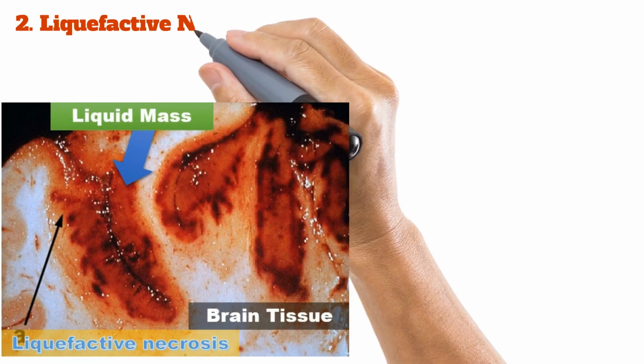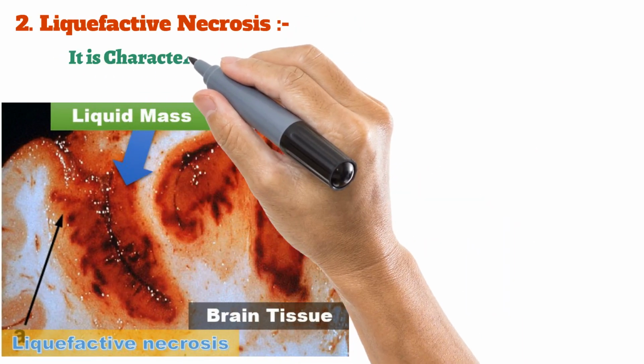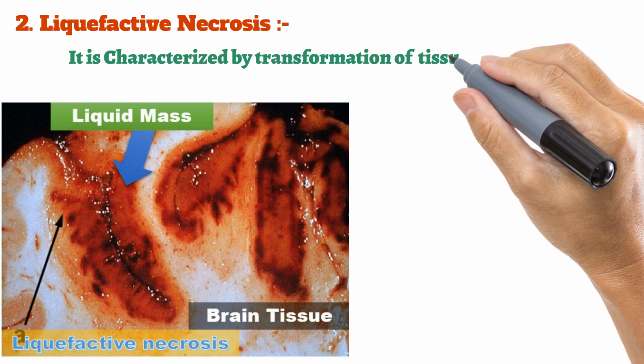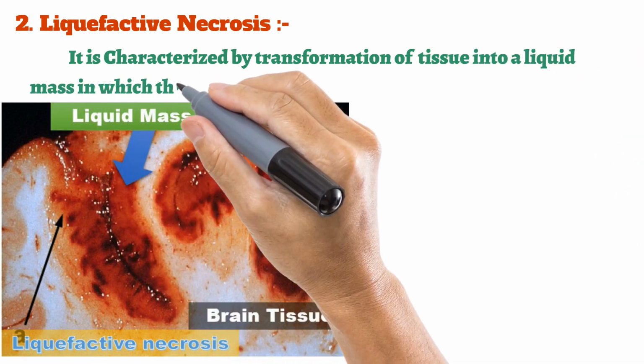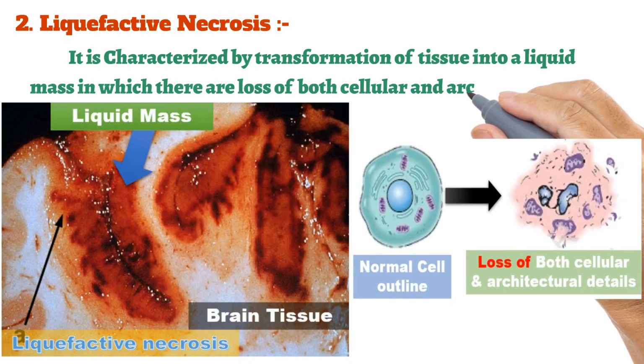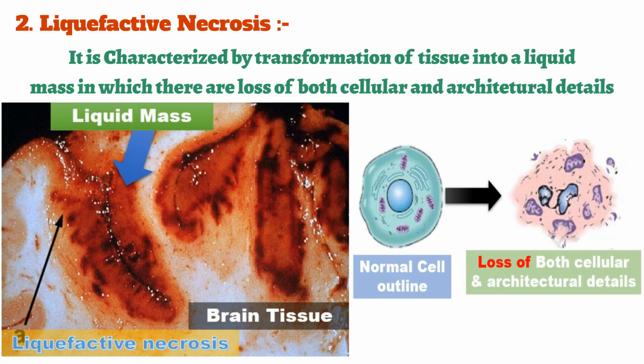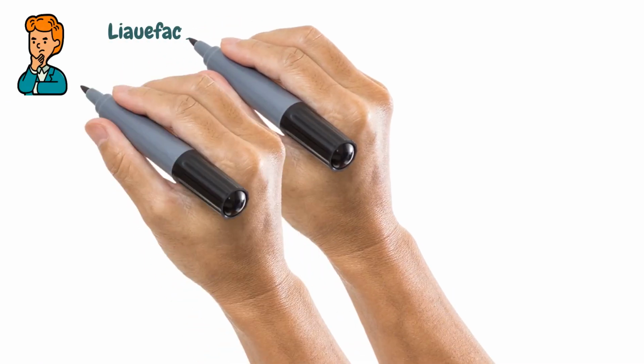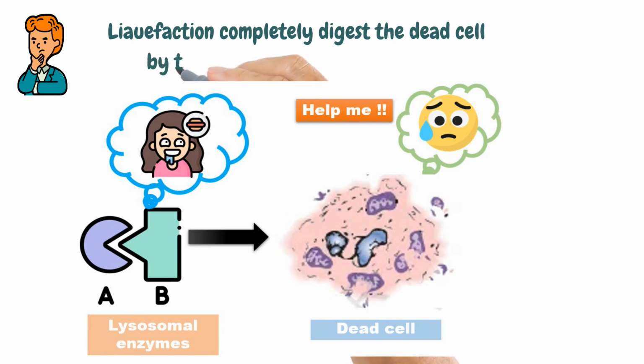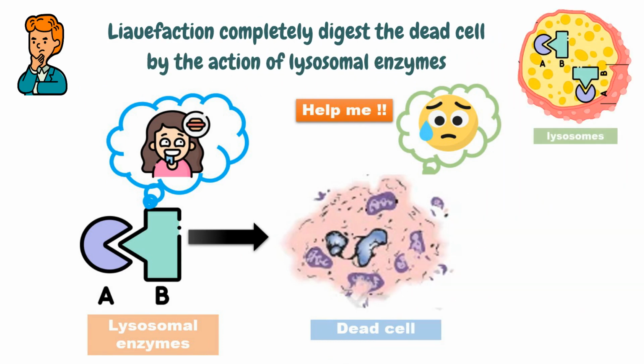Second one is liquefactive necrosis. It is characterized by transformation of tissue into a liquid mass, in which there is loss of both cellular and architectural details. This happens because liquefaction completely digests the dead cell by the action of lysosomal enzymes.